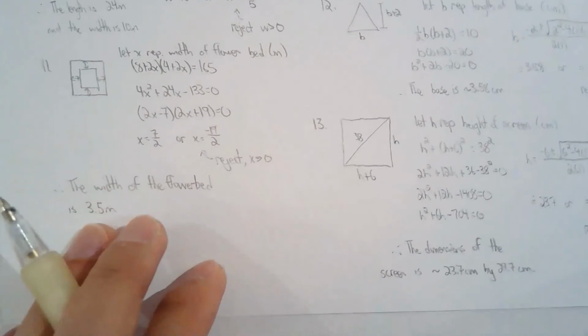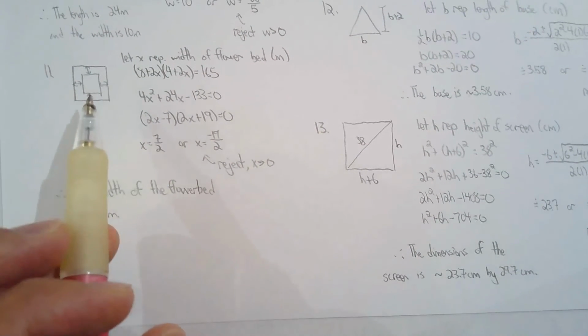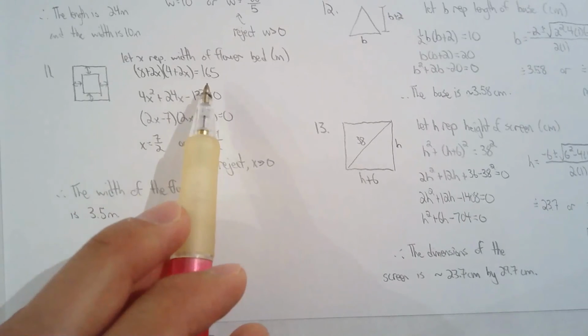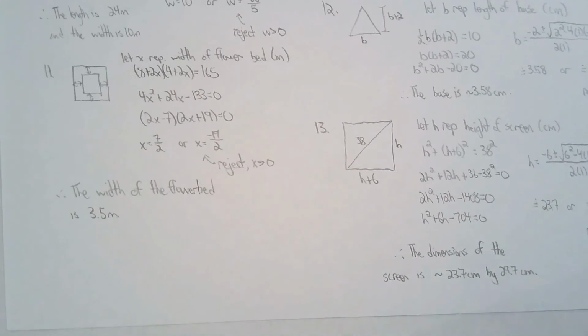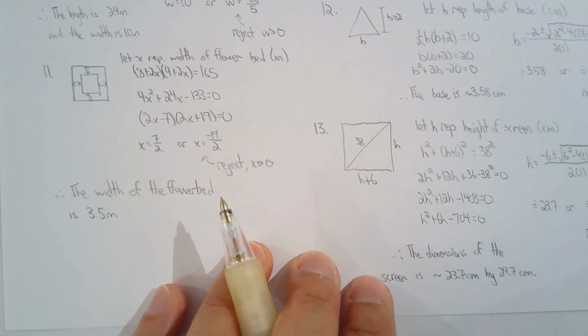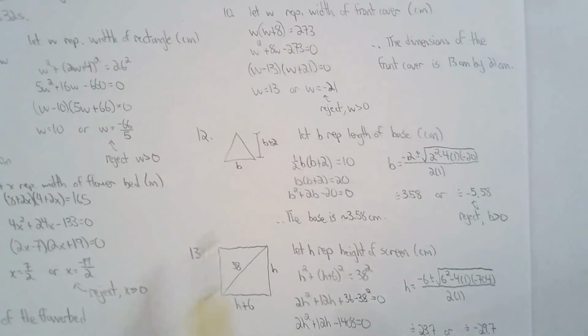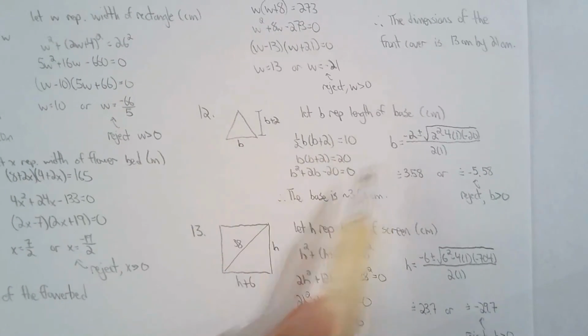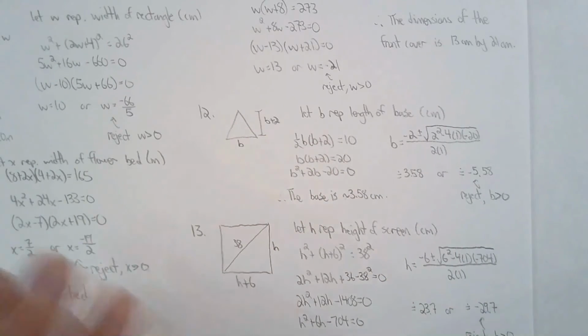For number 11, you have basically the uniform width question. So build the equation and then solve it. You have to reject the negative because the width of the flower bed cannot be negative. And then you have an area of a triangle question, base times height divided by 2. Now this one's actually not factorable, so use the quadratic formula.